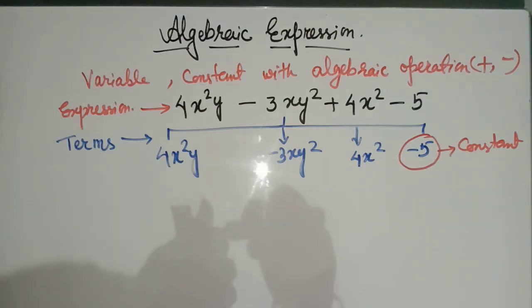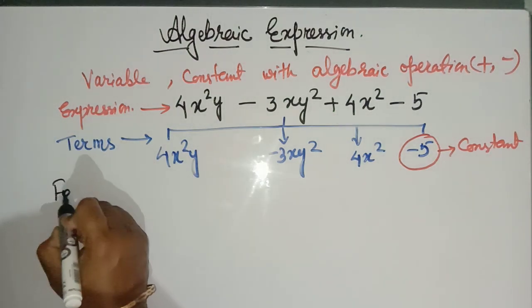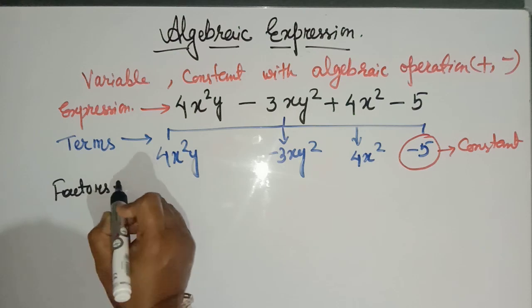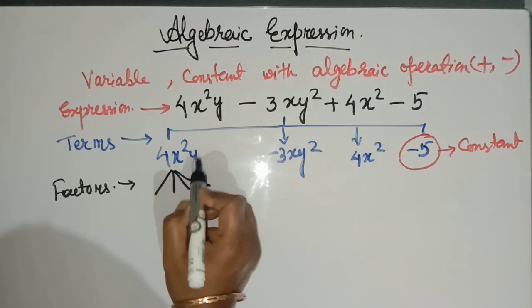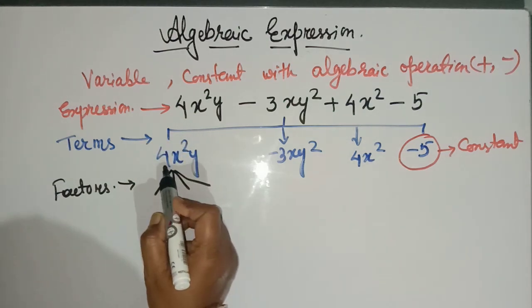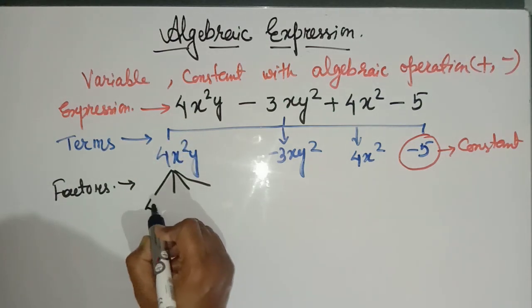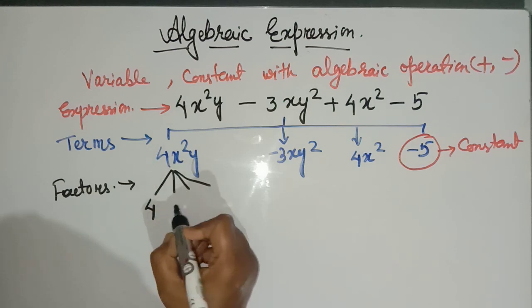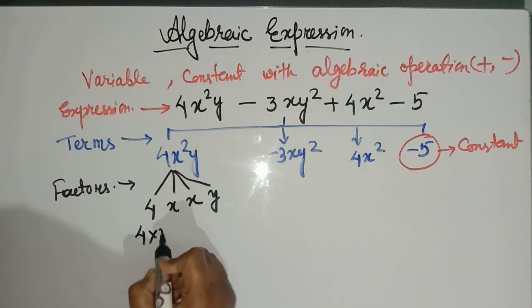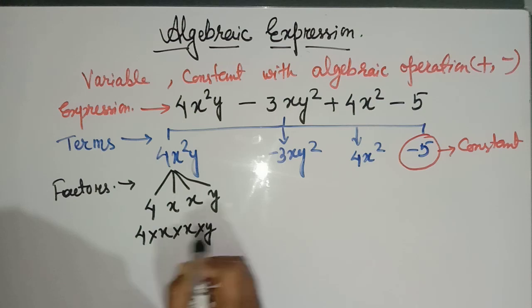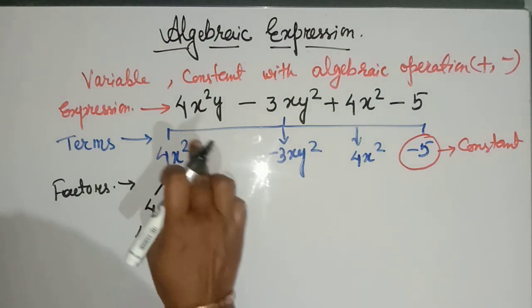Okay. Now if your question is to write all the factors of each term, you have to write the factors. So I am writing here factors. There are so many factors in this term. You have to write all the factors. The first is 4. Now x square means x into x, there are 2 x present, and y. Or you can write as 4 into x into x into y. These are the factors of this term.